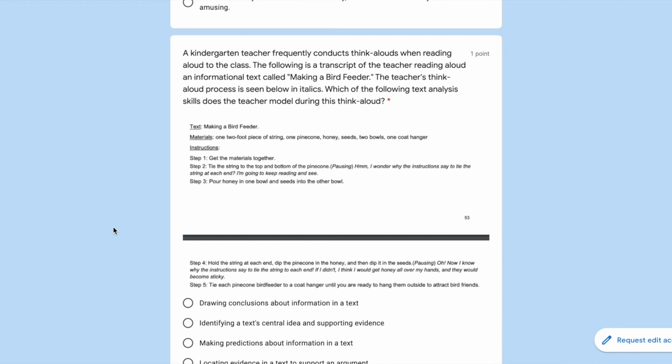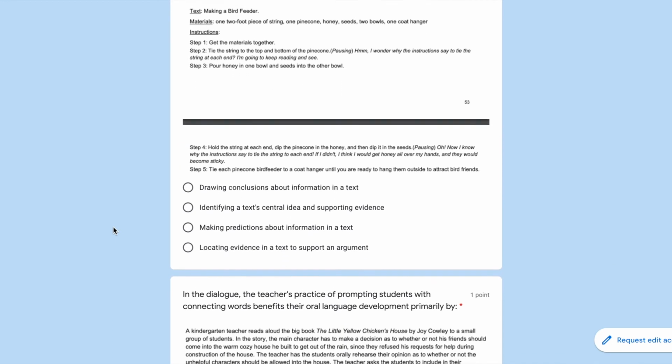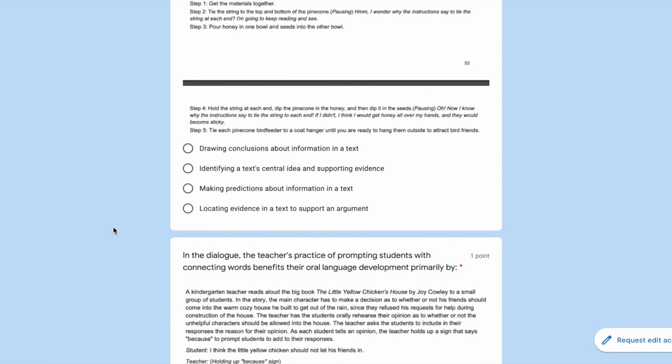Step 3, pour honey in 1 bowl and seeds into another bowl. Step 4, hold the string at each end, dip the pine cone in the honey, and then dip it in the seeds. The teacher pauses. Oh, now I know why the instructions say to tie the string to each end. If I didn't, I think I would get honey all over my hands, and they would become sticky. Step 5, tie each pine cone bird feeder to a coat hanger until you are ready to hang them outside to attract bird friends. So that's our information that we're given.